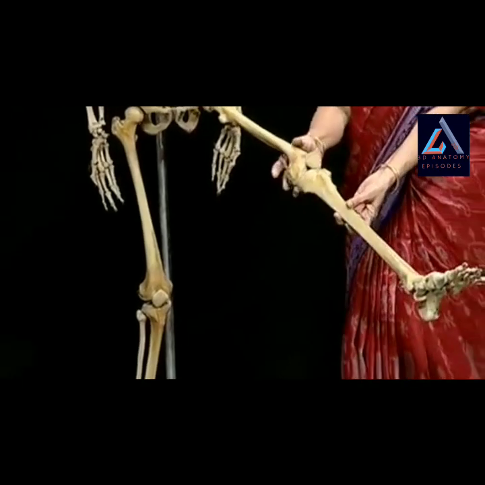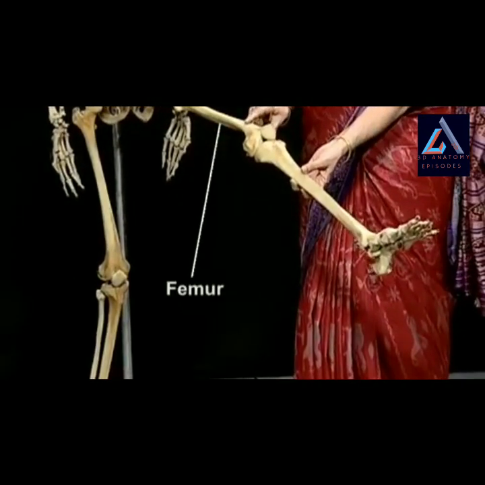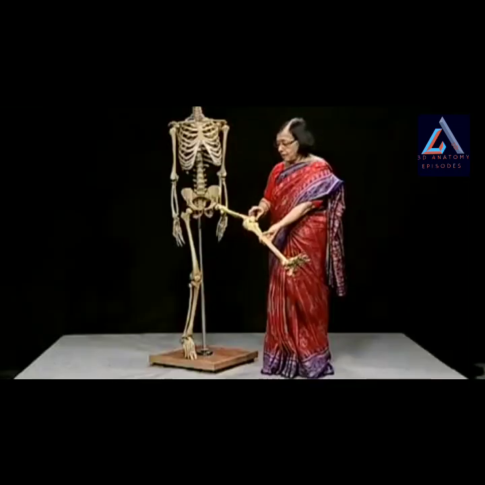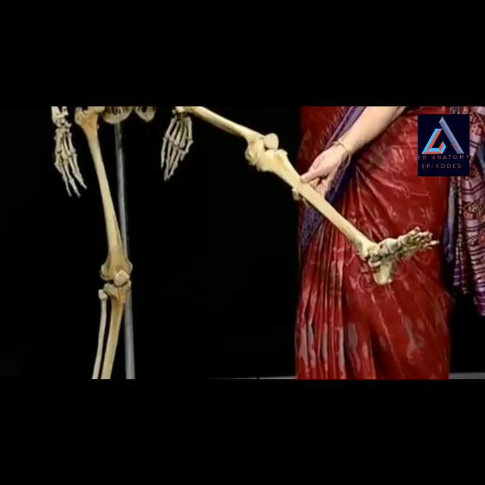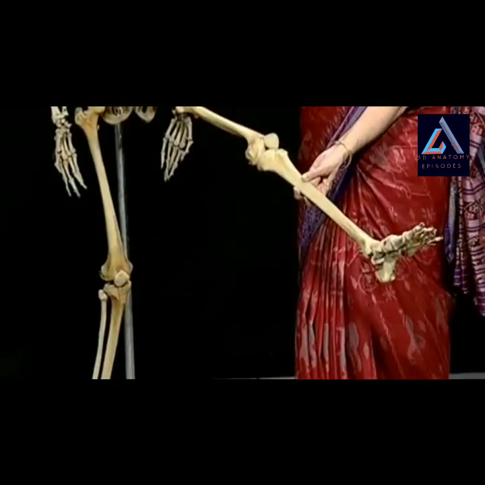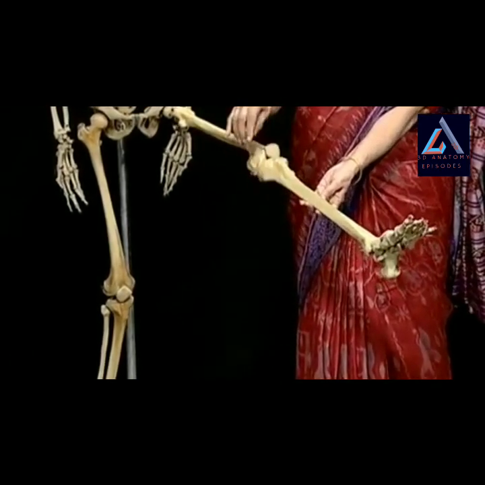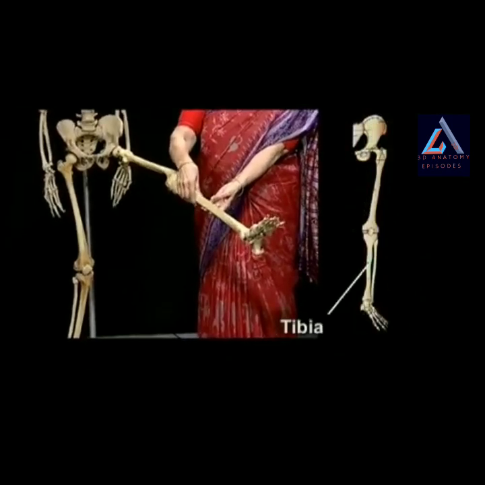This is the leg. This is the femur. Children, you know that the leg also has 30 bones. This femur has the head which is fixed in the acetabulum cavity of the pelvic girdle, which allows the movement. Then the knee, and after the knee 2 bones, tibia and fibula.